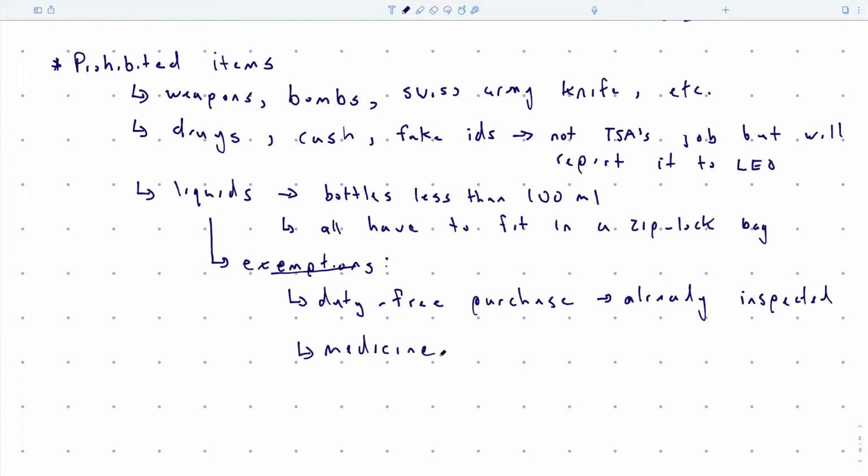Is there anything that you could just walk on with? You don't need a prescription or anything like that. All right, so the first exemption is... What about the baby? Perfect. All right, so I once flew with my kid. You're allowed to bring as much baby formula or breast milk, and you can bring as much as you want.